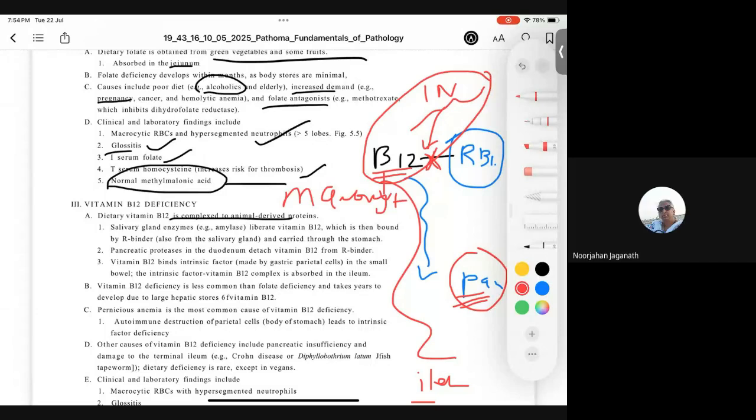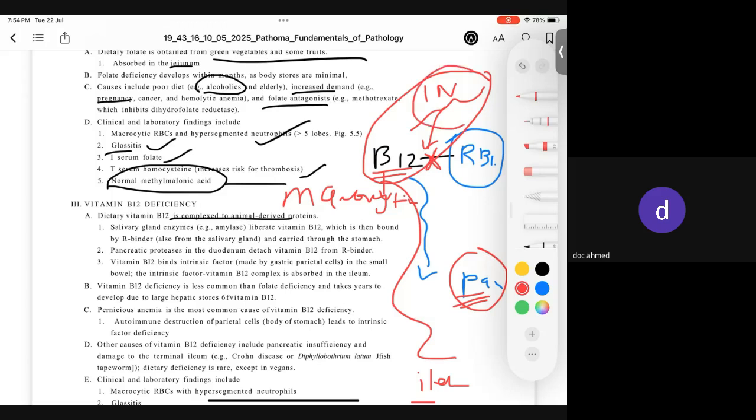Correct. Yes. I have a question, Dr. Muhammad. Yes, please. So the intrinsic factor is secreted from the stomach, right? Yes. Then how is the pancreas involved in the intrinsic factor? Okay, let me just tell you.